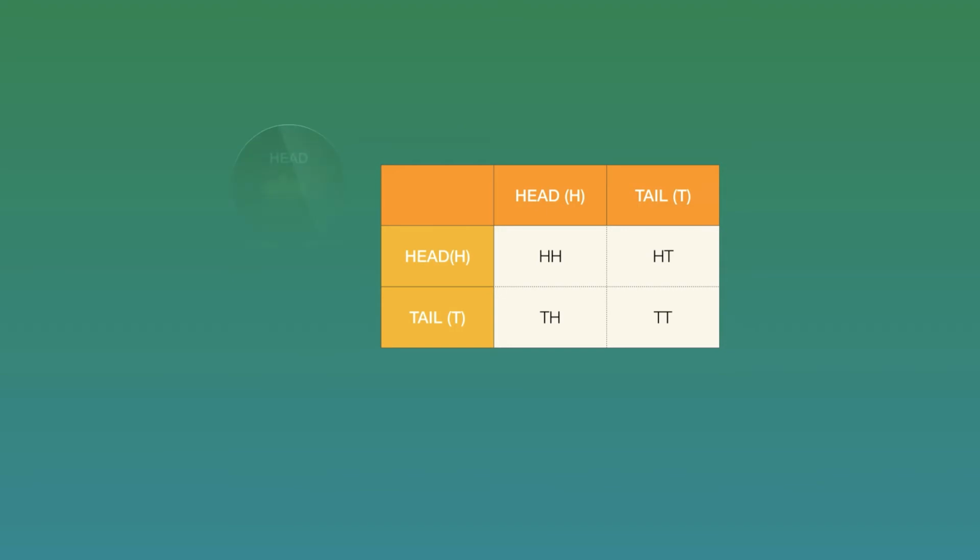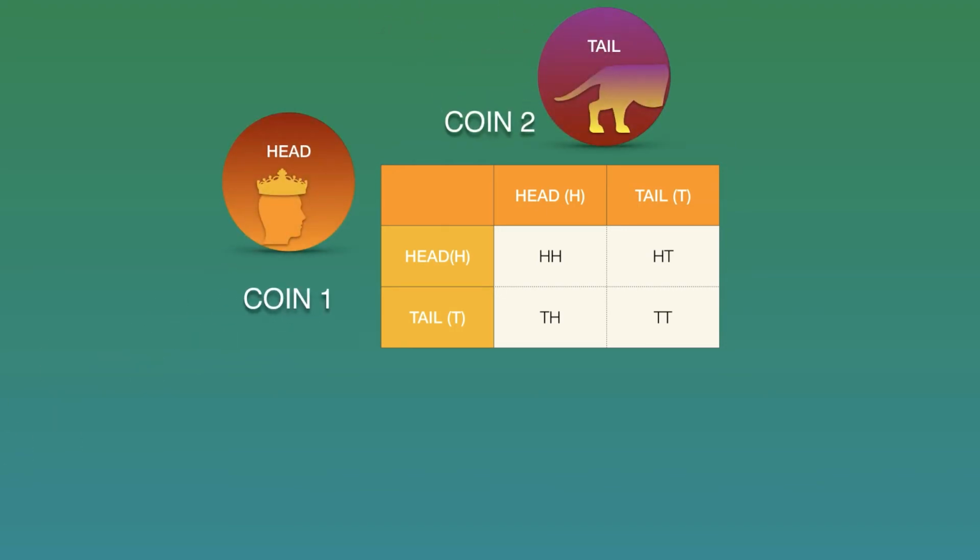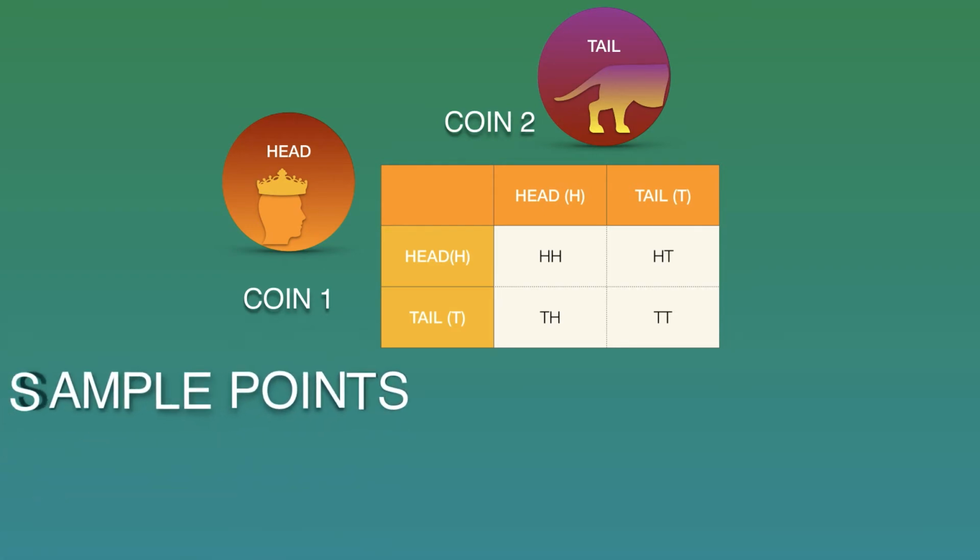If two fair coins are tossed at the same time, there are 4 possible scenarios. It is possible that both coins show heads, or coin 1 shows head and coin 2 shows tail, or the other way around, coin 1 shows tail and coin 2 shows head. And finally, they could both show tails. Each of these scenarios is called a sample point.